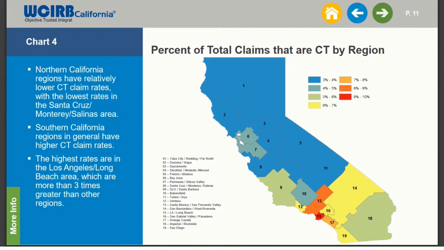So let's read what they tell us here in the table. They tell us that Northern California regions have relatively lower cumulative trauma claim rates, with the lowest rates in the Santa Cruz, Monterey, Salinas area. Southern California regions in general have higher CT claim rates, with the highest rates in the Los Angeles, Long Beach area, which are more than 3 times greater than other regions. And we could speculate at great length as to why these regions in the state would have such a high percentage of cumulative trauma injury claims. So that's one thing I wanted to share with you.